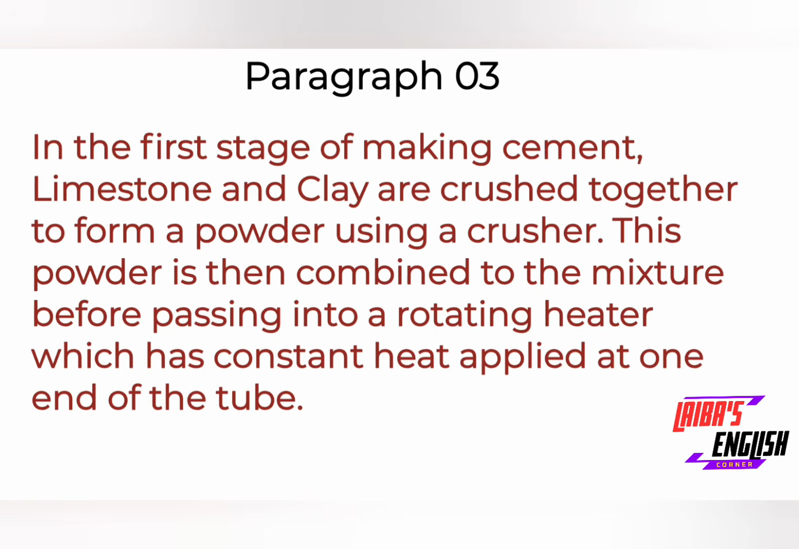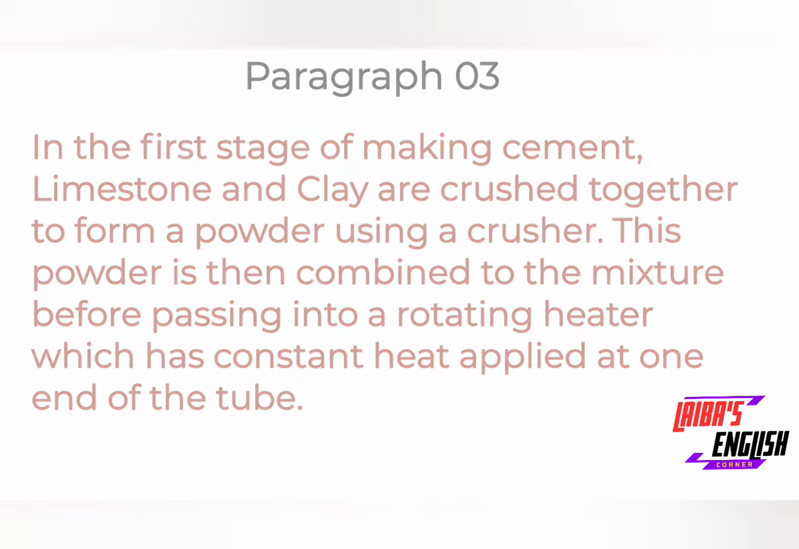Now you can see here that the first stage of cement production is that limestone and clay are crushed together and they form a powder using a crusher. Then this powder is combined to the mixture before rotating into the heater at a constant heat which is applied at one end of the tube.